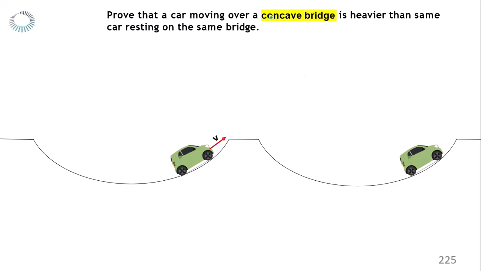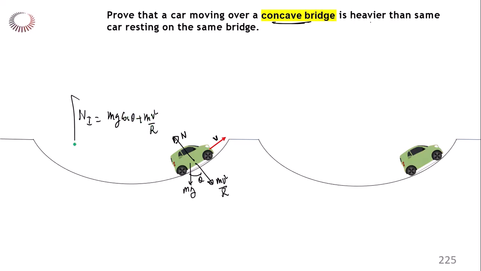If the car is moving over a concave bridge, it is heavier. Okay, why heavier? Because here the mg is acting downward again. Normal is in this direction. And regarding this v, I have to take mv square by r in this direction. Okay. If I take this angle as theta, N in the first situation should be equal to mg cos theta plus mv square by r, this quantity. Okay. And when the car is at rest, v is 0, that means no mv square by r force, only mg is there, and it is supported by the normal in this direction.